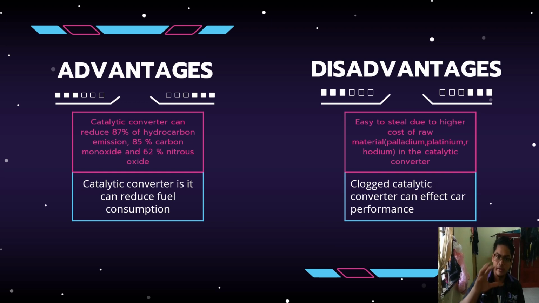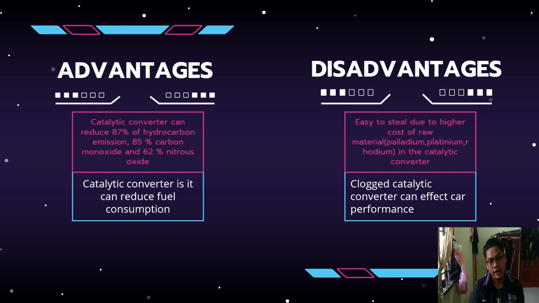Okay, the disadvantage of the catalytic converter is it's easy to steal because the cost of the raw material in the catalytic converter is very expensive. Okay, for example, the materials in the catalytic converter are platinum, palladium, and rhodium. That is expensive material inside the catalytic converter.